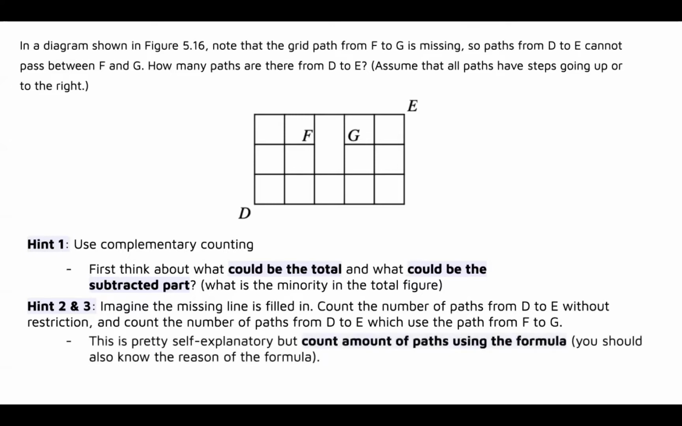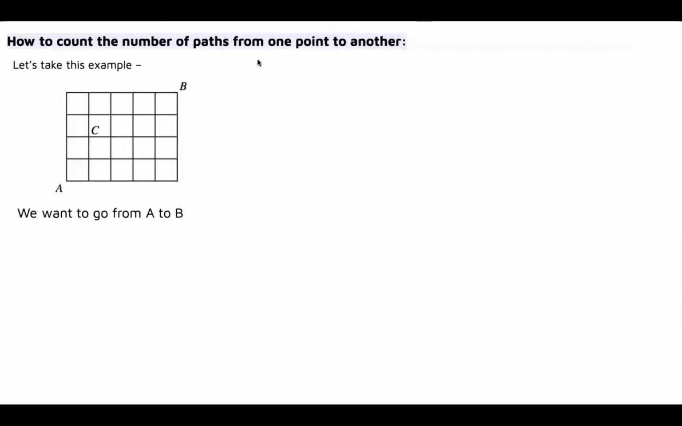This is pretty self-explanatory, but count the amount of paths using the formula. But you should know the reason for this supposed formula, so I'll just start explaining the reason for this formula. So we're going to take this picture as an example. We want to go from A to B.